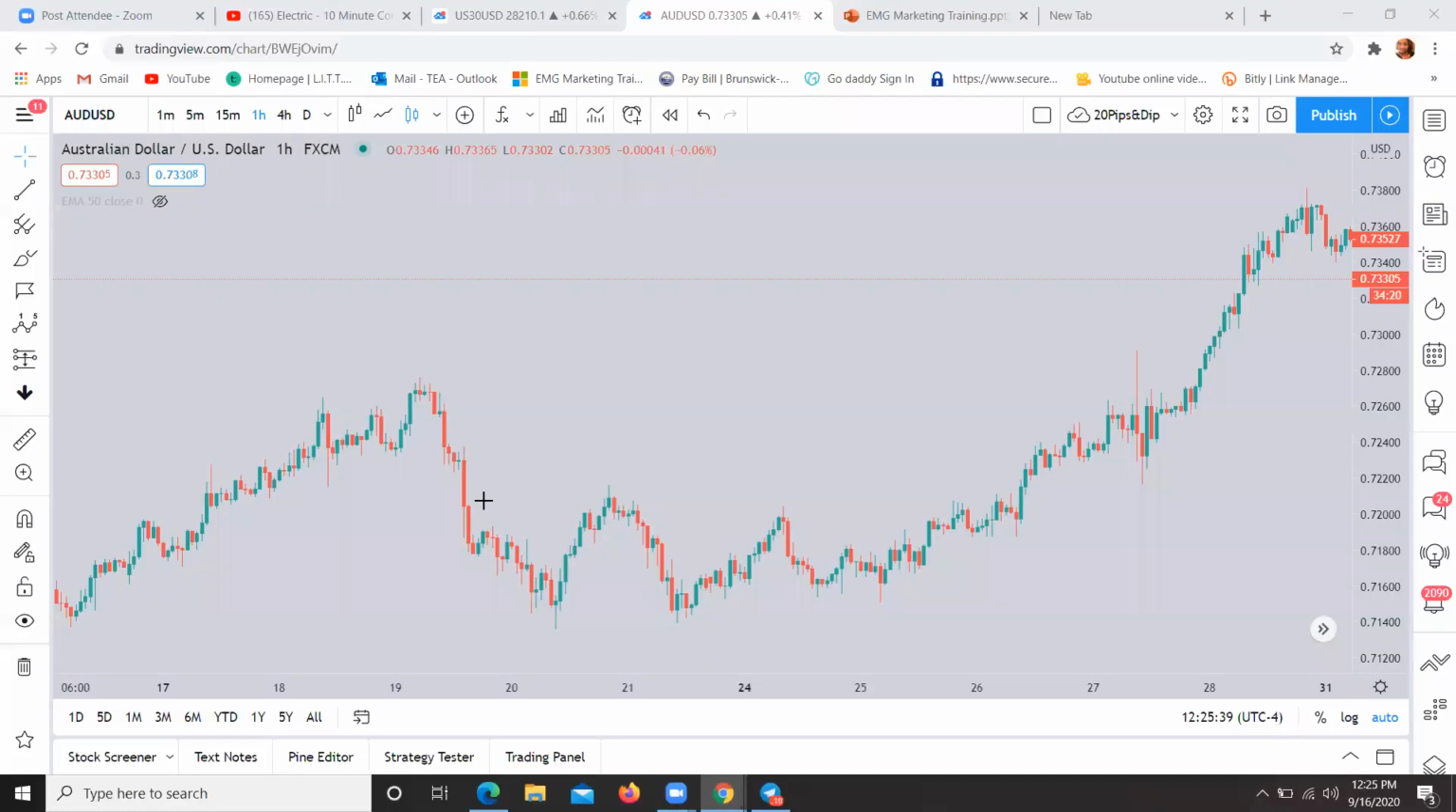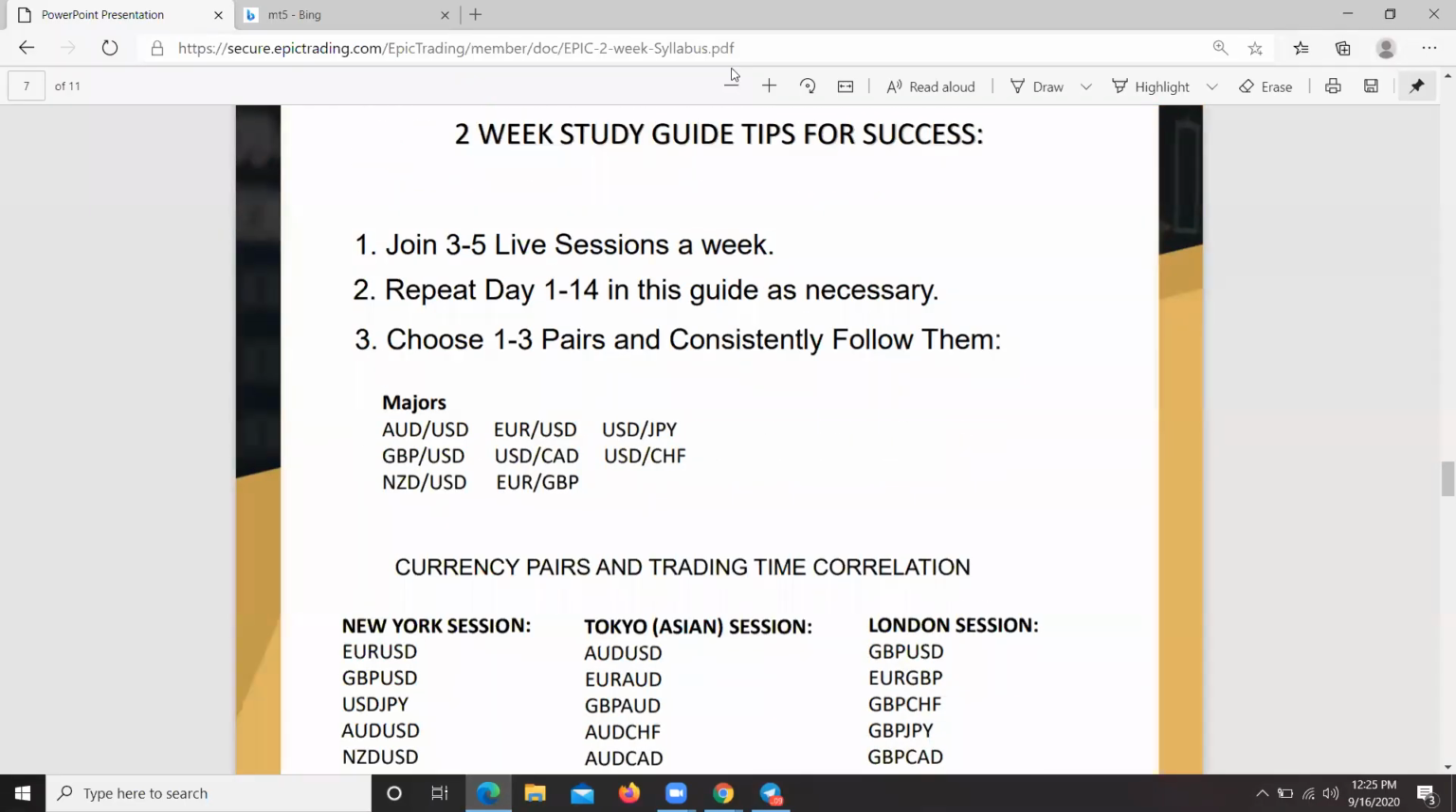As a newbie, you want to trade a little bit slower. Any of the majors are really good. Let me go back over here. Any of the majors are pretty good.